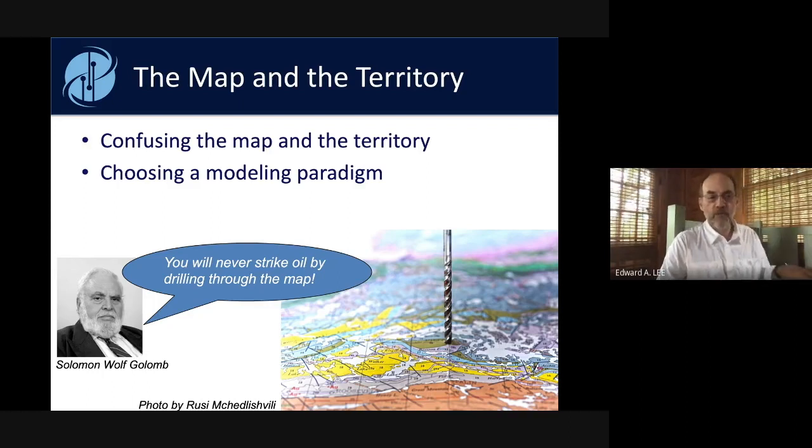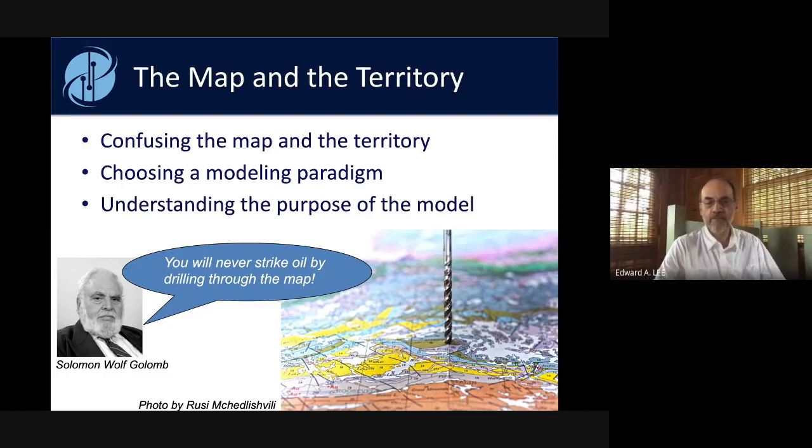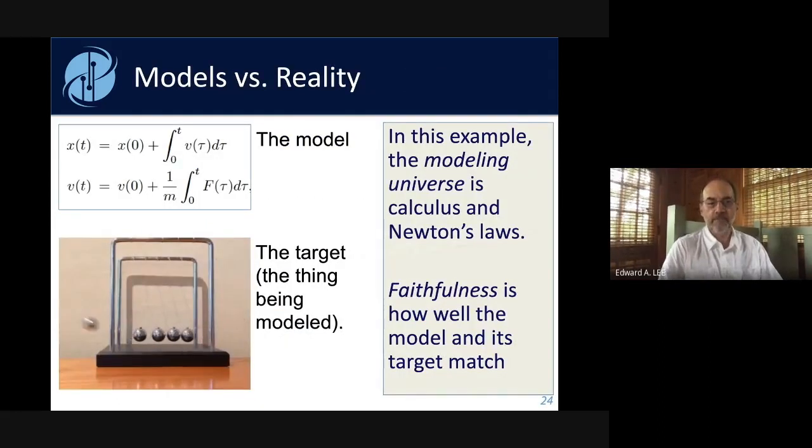So for example, you might choose to use differential equations based on a confusion between map and territory, thinking of your differential equations as if they were actually the territory rather than a model. Okay, and I'll explain what I mean by that in just a second. It's also extremely important to understand the purpose of them. So let me dive into this with an example.